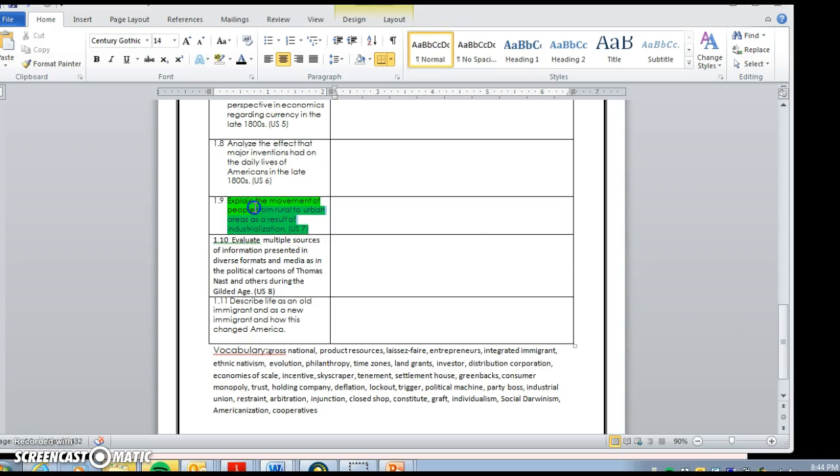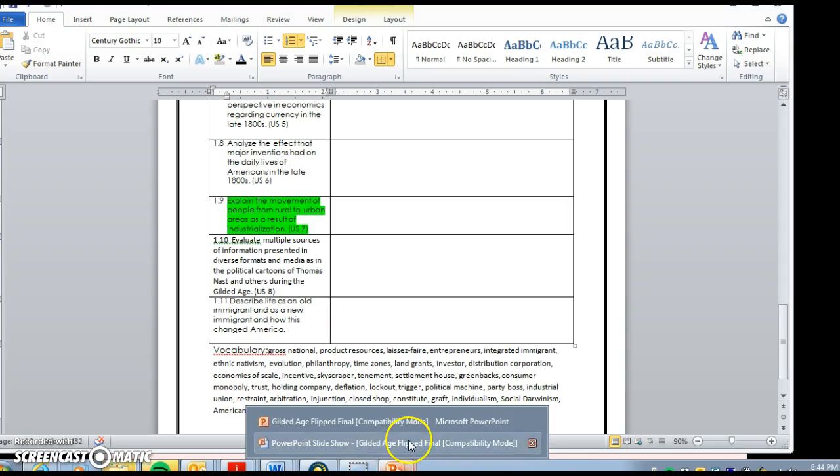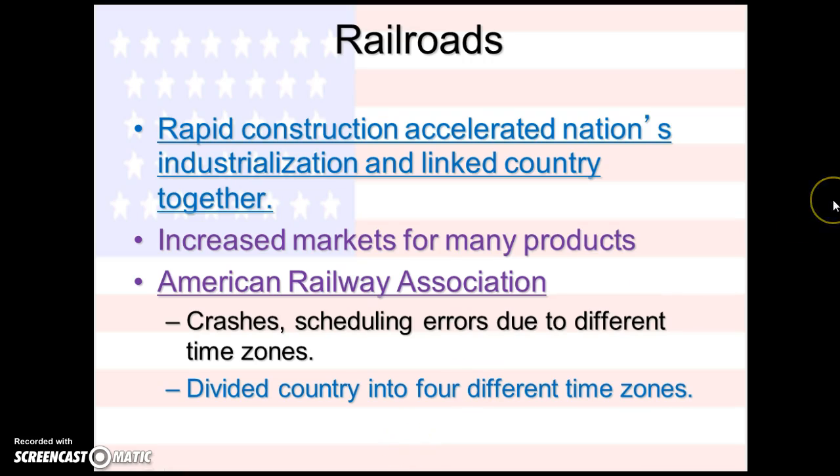Today we're going to briefly cover the movement of people from rural to urban areas due to industrialization. Okay, and we're going to talk about railroads first. So first thing with the railroads is that during this time, right after the Civil War, the railroads kind of rose up. If you remember from Ranger Lewis's picture, they tripled over the time it took to end the Civil War. So rapid construction accelerated the nation's industrialization and linked the country together.